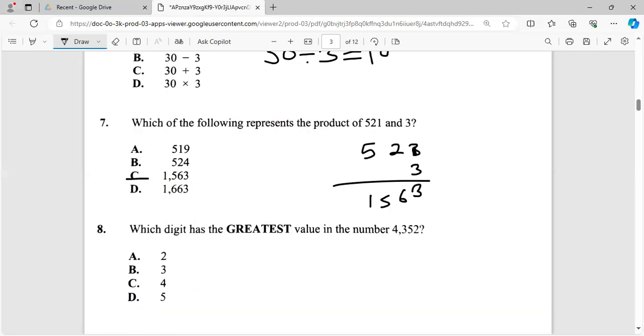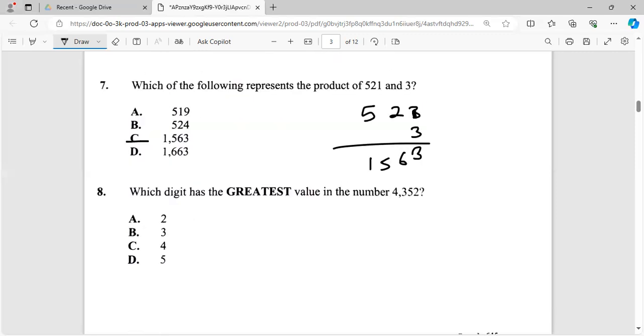Which digit has the greatest value in 4,352? And of course, this would be 4. So 4 has a value of 4,000. 3 has a value of 300. And of course, you have 50 and 2. So the greatest value here would be 4,000.